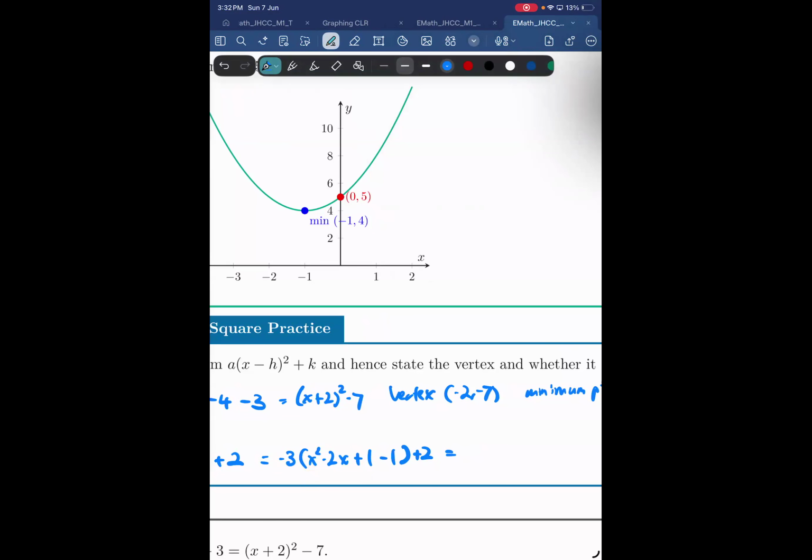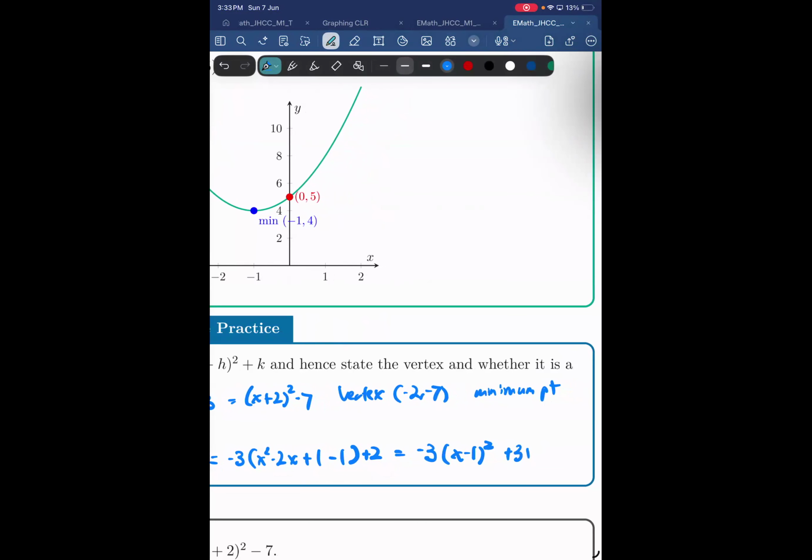Okay, so it's minus 3 times x minus 1 squared. Then we can simplify a bit. This minus 3 times this minus 1 will be plus 3. Then afterwards there's still a plus 2 outside. So plus 3 plus 2: minus 3 times x minus 1 squared plus 5.